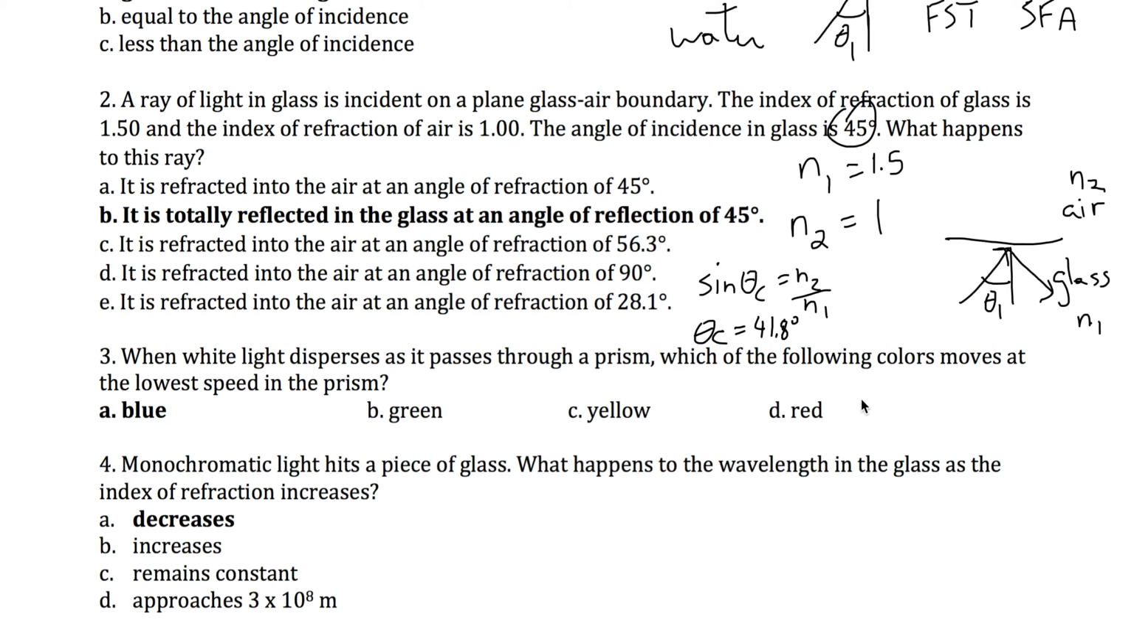So if n is higher and n is defined as c over v, then n being a higher number means that the speed is lower. So blue moves the slowest and red moves the fastest. We also learned that blue ends up being bent the most, while red ends up being bent the least.